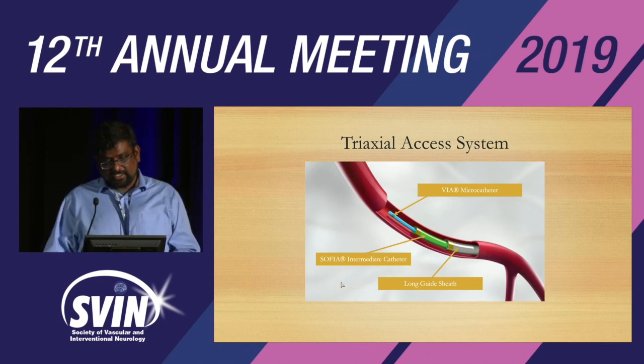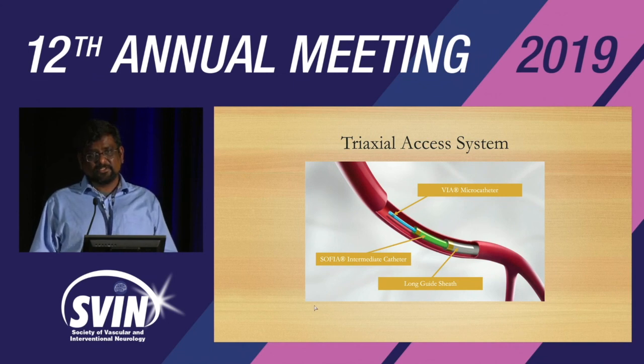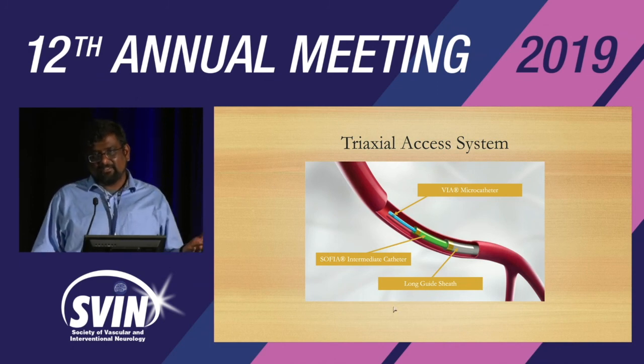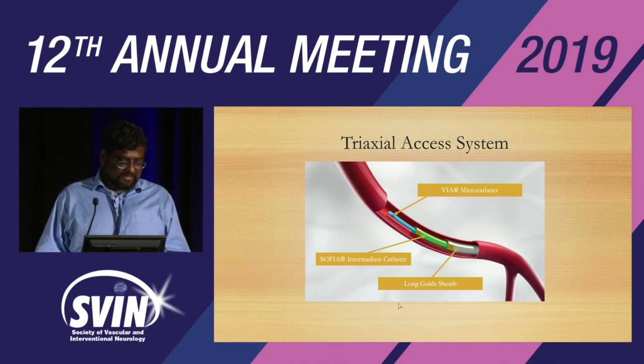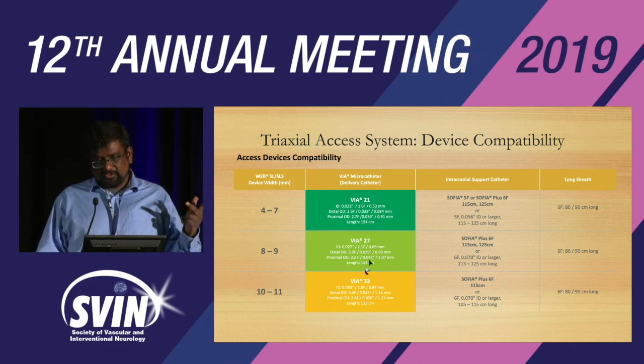The VIA microcatheter, the intermediate catheter. I don't use any intermediate catheter other than Sophia for everything, stroke, pipeline, whatever it is. I haven't actually used this Sophia FX. I mean, the people who use Navien might like it. I'm not sure I need anything different. And then when we go to the microcatheters, 21, 27, 33.